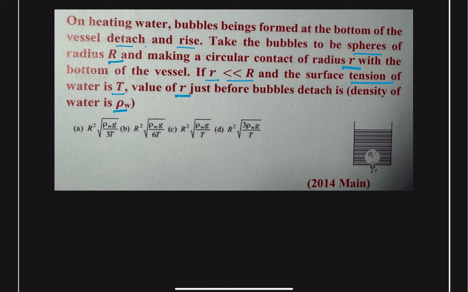So in this there is a slight mistake in the options. There is no factor of 2, so let us add a factor of 2 in each of the options. So this will be multiplied by 2 here, and here also, and here also 2, and here also 2. So every option is multiplied by 2.